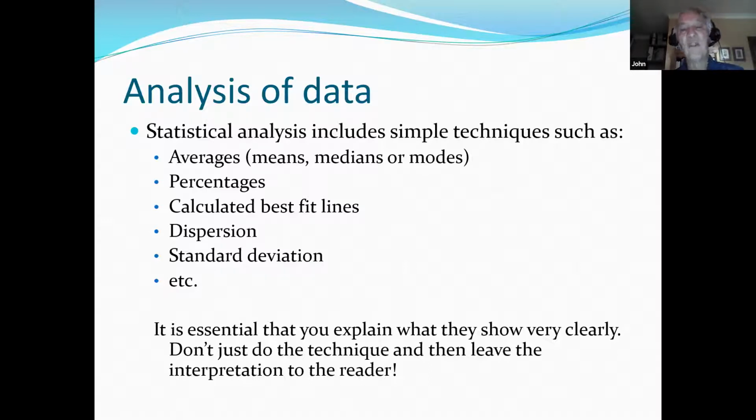But when you've done the technique, when you've come up with your averages or your percentages or your standard deviation figures, you've got to explain what they show. Don't just do the technique and then leave the interpretation to the reader. Explain what your statistical analysis shows.